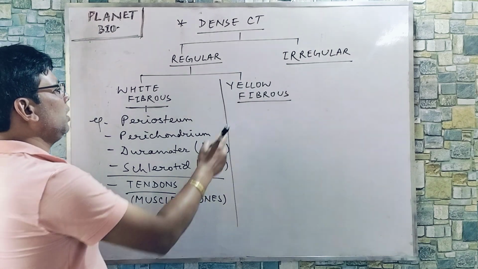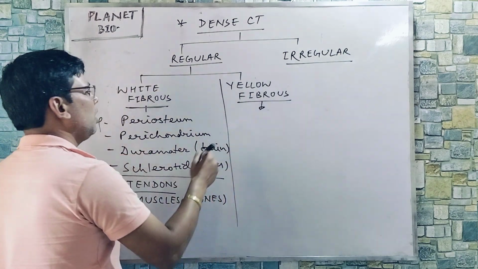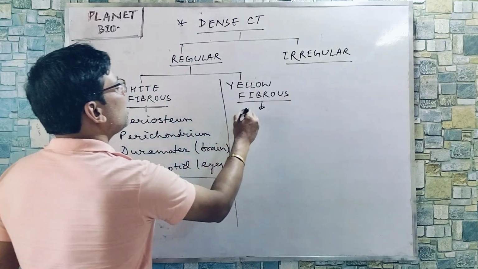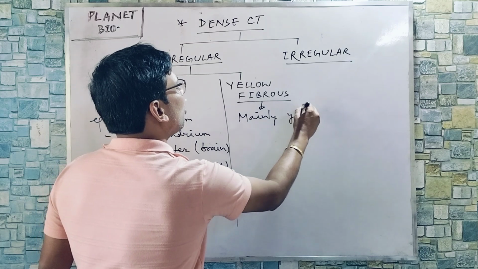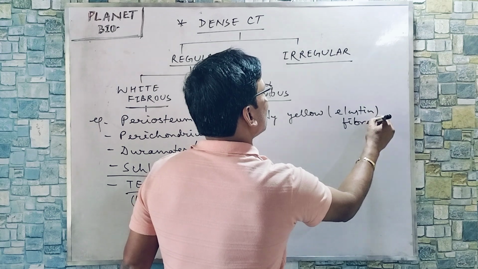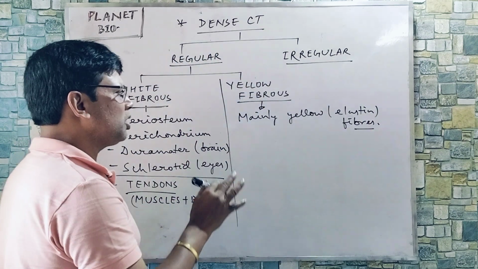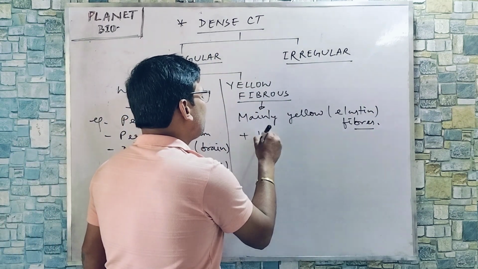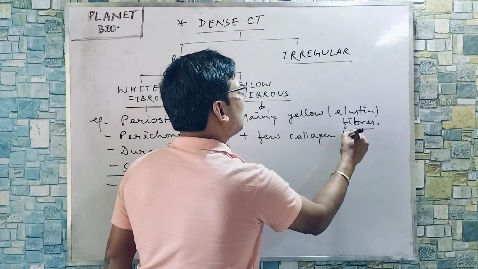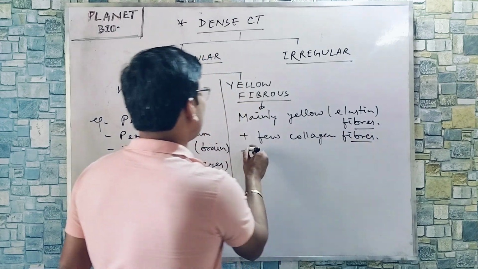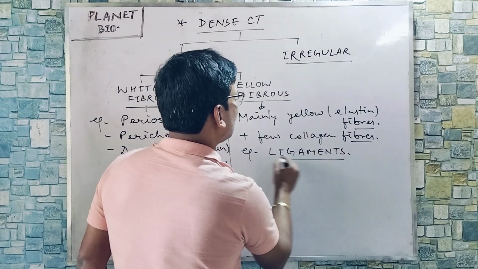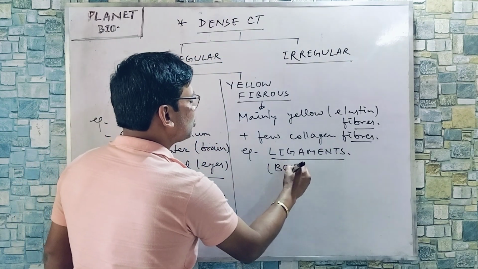Right? Here, yellow fibrous tissues. What is abundant? Elastin. Elastin fibers are abundantly found. So mainly yellow or elastin fibers are found here, and you can say few collagen fibers may be found here, but mainly elastin or yellow may be found. An example, you can say ligaments. And ligaments connect what? Ligaments connect bones to bones.